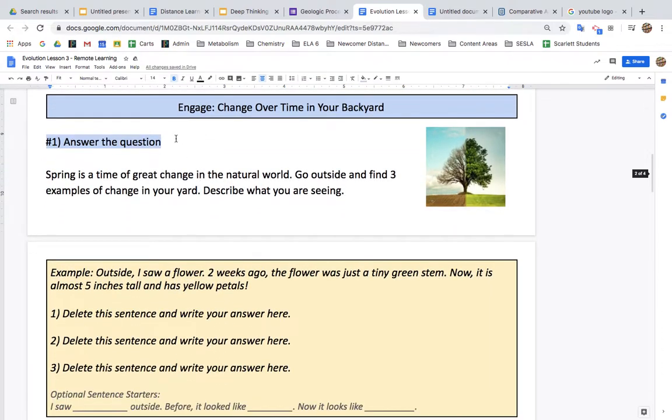Next, you're going to have to answer a question that shows that you understand that there is change in the natural world. Go outside and find 3 examples of change in your yard and describe what you're seeing. My example was: outside I saw a flower. 2 weeks ago the flower was just a tiny green stem, but now it's almost 5 inches tall and has yellow petals. That shows that I understand that there is change in the natural world.